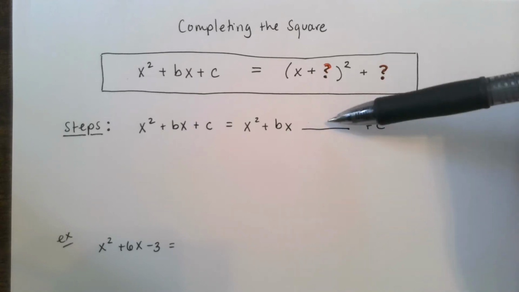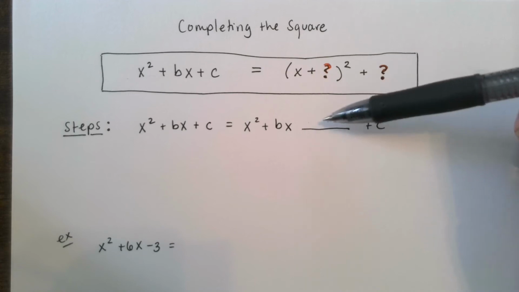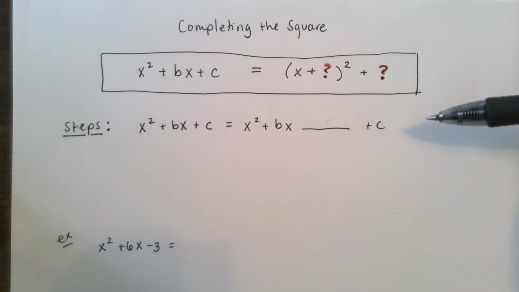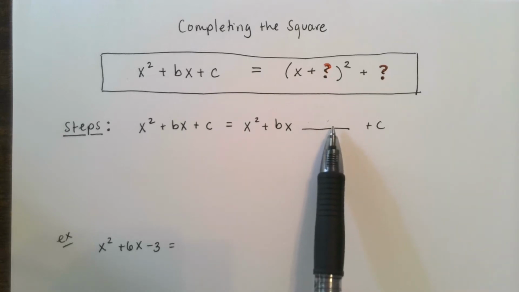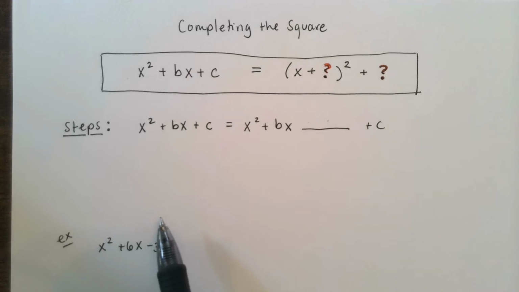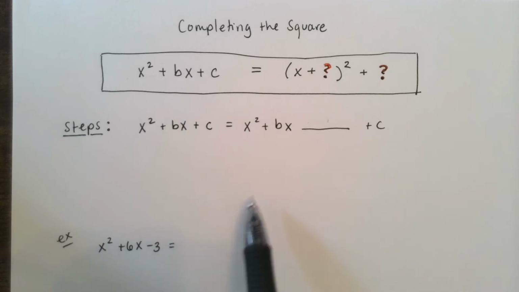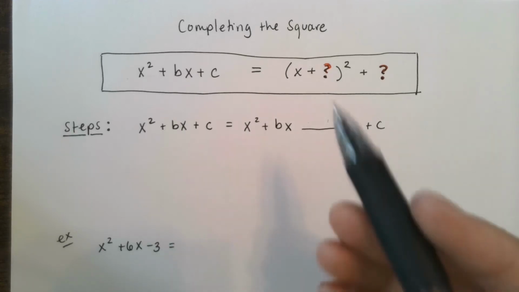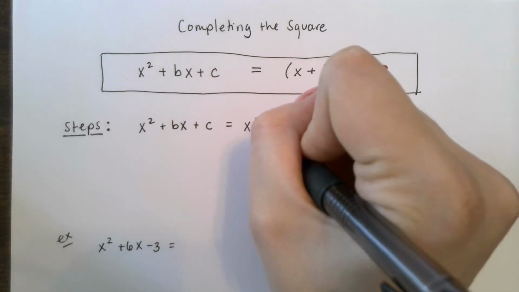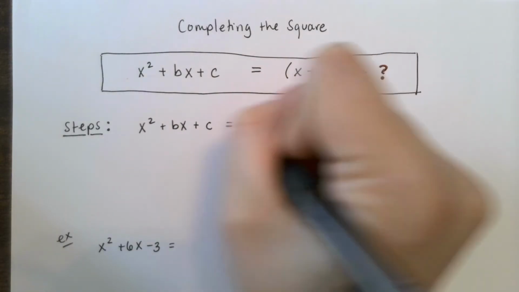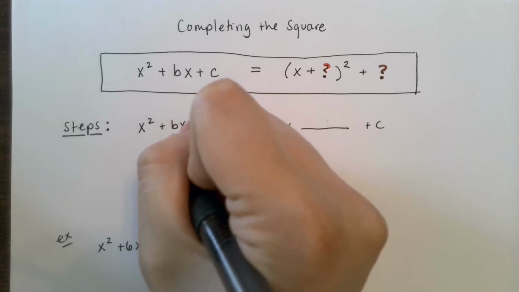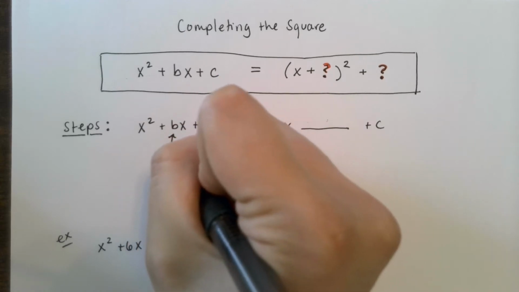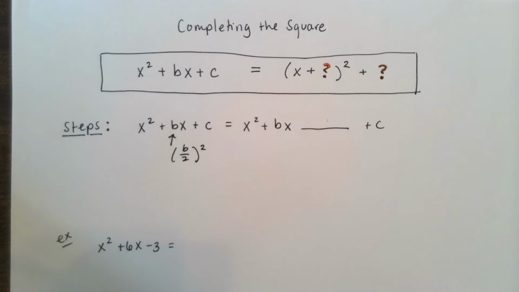So I could do plus 100 minus 100, plus 17 minus 17, and it would technically be a valid move, right? Because if I add and then subtract it, I haven't actually changed anything. So we are going to add and subtract exactly the right number. The right number is this coefficient right here, the b number, divided by 2, squared. So you're going to take that number, divide it by 2, and square it.